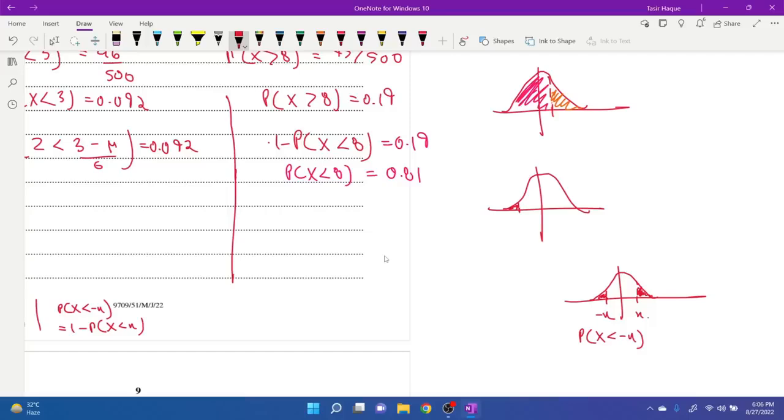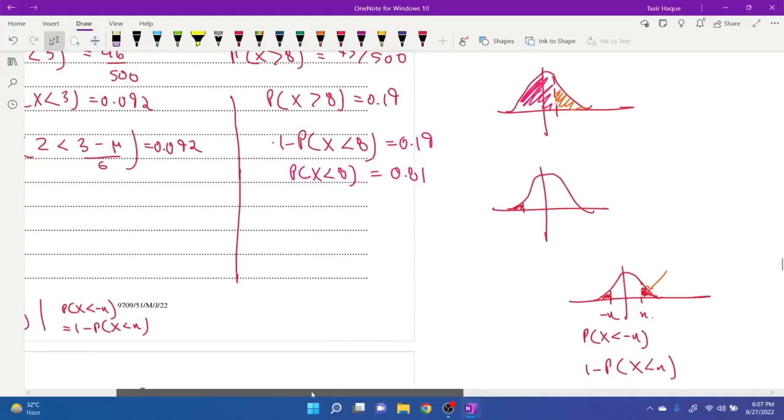This region would have the same value. So what if I did this, 1 minus P(X is less than x)? So what is P(X is less than x)? Basically this region. So if I subtract this orange value from the whole region, am I not getting this small red region over here? That is the reason why it's 1 minus P(X is less than x).